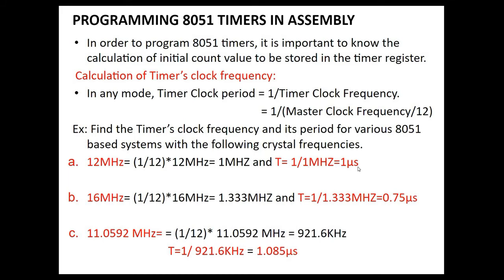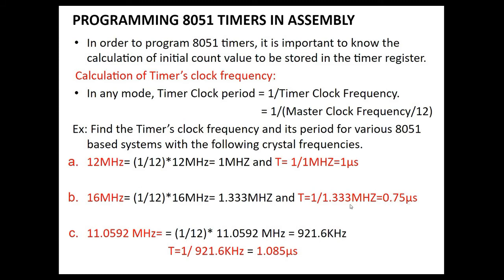So T is equal to 1 over 1 megahertz, which gives 1 microsecond. Next, if we consider 16 megahertz, first we divide the master clock frequency by 12. Here the master clock frequency is 16 megahertz, so 16 megahertz divided by 12 gives 1.33 megahertz. And if we take the reciprocal of this frequency, we get 0.75 microsecond.